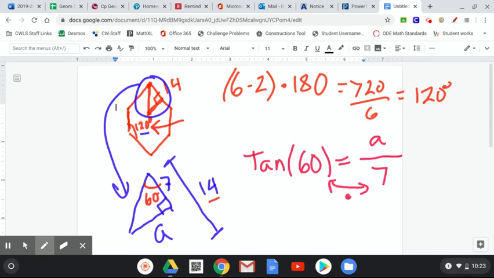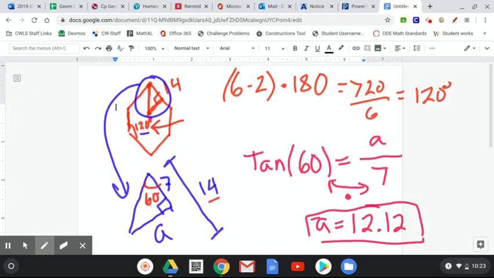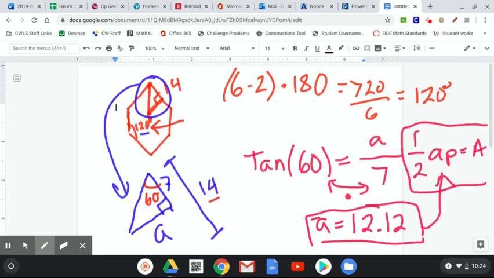And when you do that, you get the apothem to equal 12.12. So the apothem equals 12.12. And so from there, you just have to plug that in our formula. So the 1/2 A times P to give us the area of the figure. So you take that apothem, plug it in here. You know what the perimeter is. It's just the 14 times 6. And you'll be able to find the area.